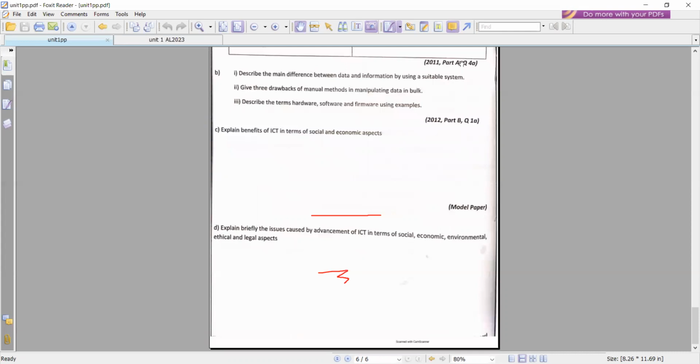Then explain briefly the issues caused by the advancement of ICT in terms of social, economic, environmental, and ethical and legal aspects. Now I told you in the earlier question that productions are done by robots. So what has happened? Job losses, right? Most of the jobs are being lost because robots are replacing the humans. So you can mention job losses.